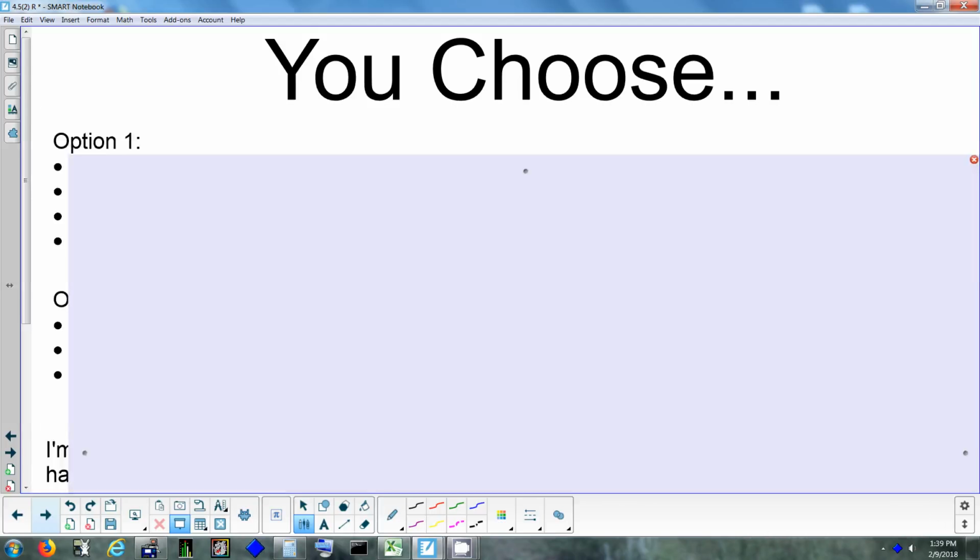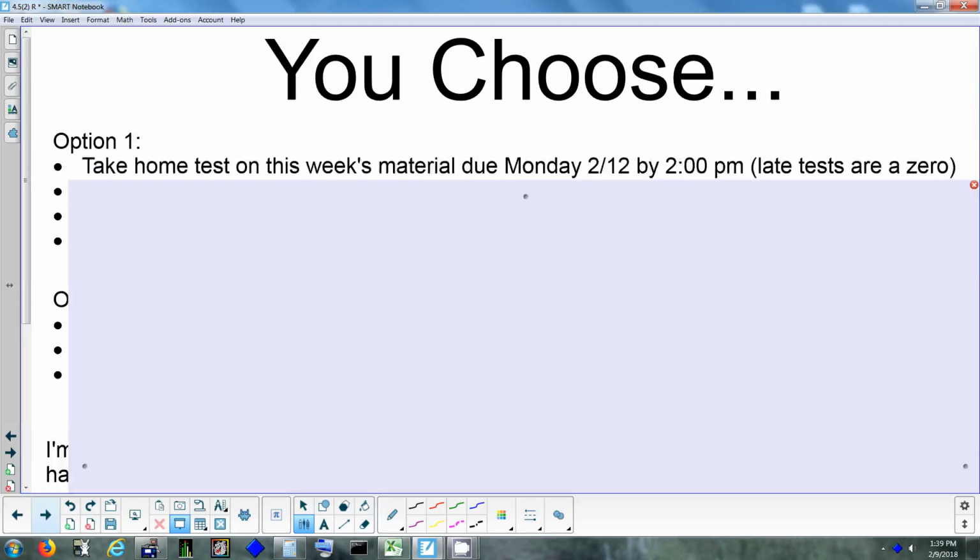Option one. Don't say anything until you read all the things. You're going to vote on a piece of paper anyway. Option one is a take-home test on what we learned this week. You have tonight, tomorrow, and Sunday, and I think I changed this on Google Classroom. It would be due by 10 a.m.